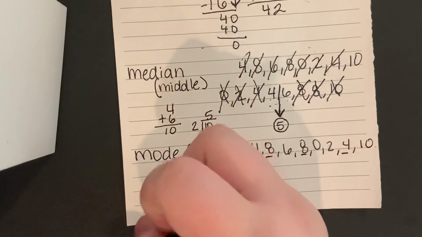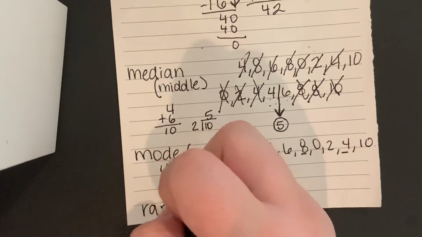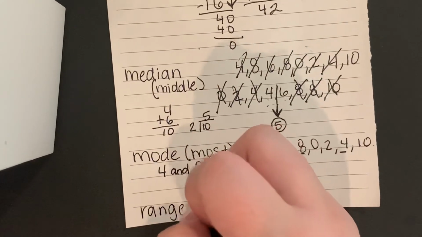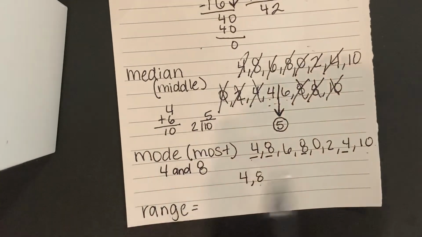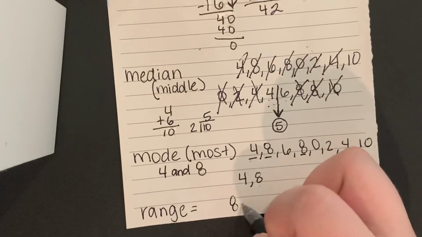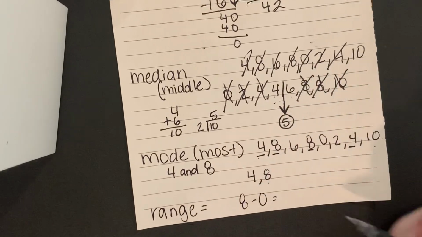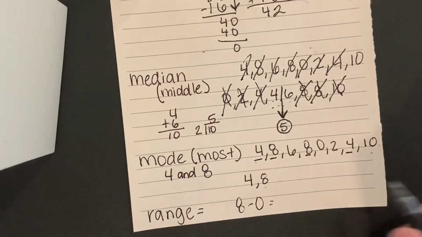And then the range, or the difference, is again the biggest number minus the smallest number. Our biggest number in this set of numbers was 8. And our smallest number again was 0. And 8 minus 0 gives me 8.